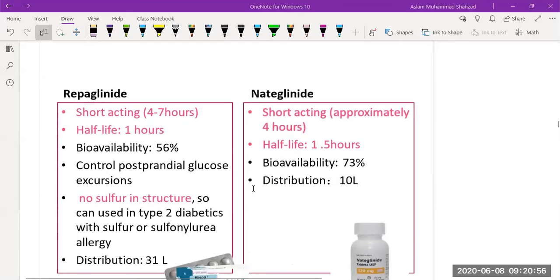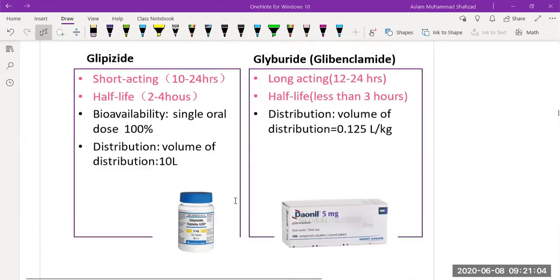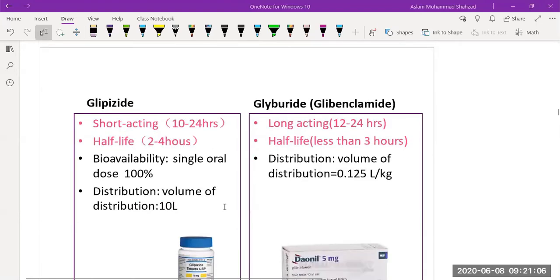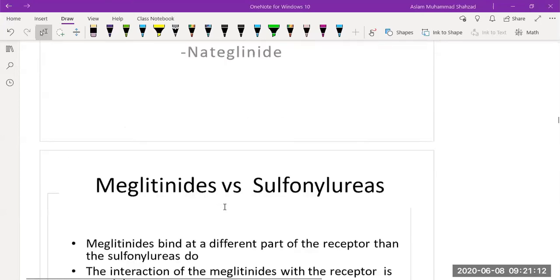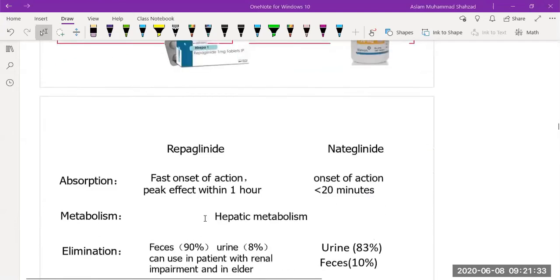When we take a look at them, they are short acting, very short acting, as compared to the long-acting sulfonylureas. For sulfonylureas, even the short acting is 10 to 24 hours and 12 to 24 hours, whereas these meglitinides are short acting, approximately 4 to 7 hours for repaglinide, and the half-life is 1 hour. They also have low bioavailability, like 56% and 73% respectively. So that's the main difference between these classifications of drugs.